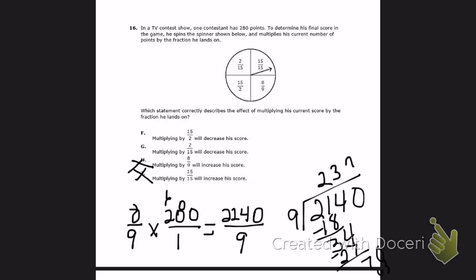Let's look at F. 15/2, now that is more than 2, and that will end up being a whole number plus a fraction. And so that will increase his score, not decrease. And G, multiplying by 2/15 will decrease the score. Well, we just saw that if we have a numerator that is smaller than the denominator, it will decrease. So G is the right answer.